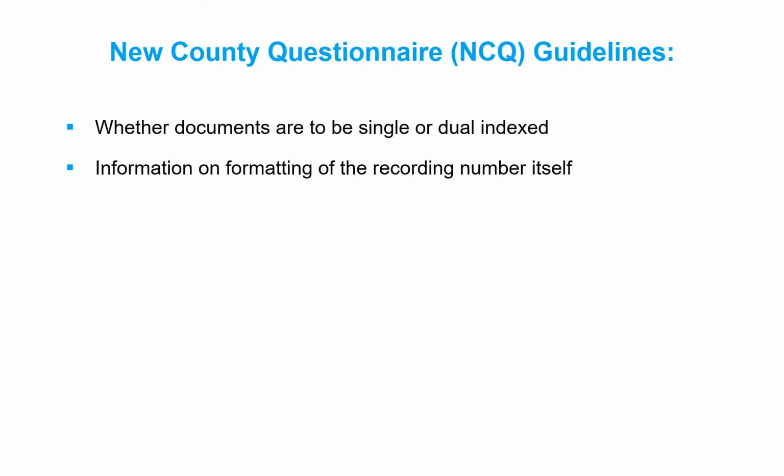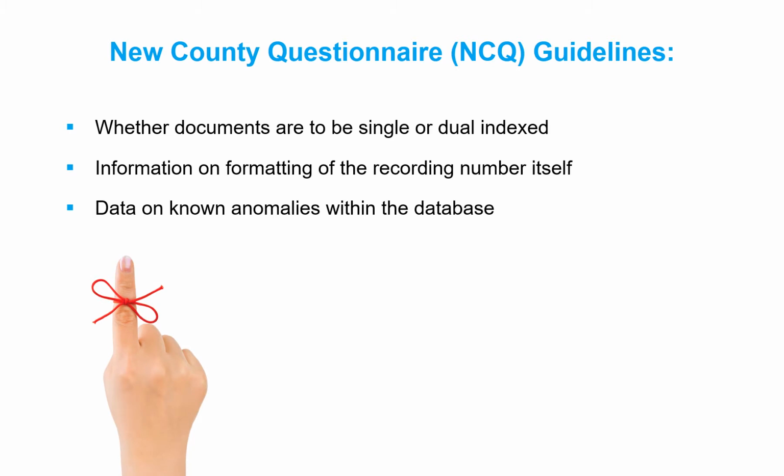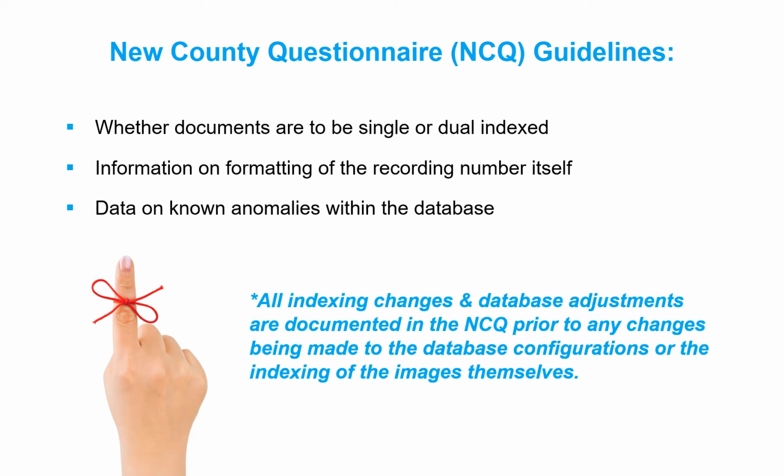The NCQ also contains information on the formatting of the recording number itself, for example, if there are letters as well as numbers needed for the index, and data on known anomalies within the database, such as gaps in the historical coverage or county indexing errors that could cause erroneous information in our missing reports. The most important key fact to remember: all indexing changes and database adjustments are documented in the NCQ prior to any changes being made to the database configurations or the indexing of the images themselves.